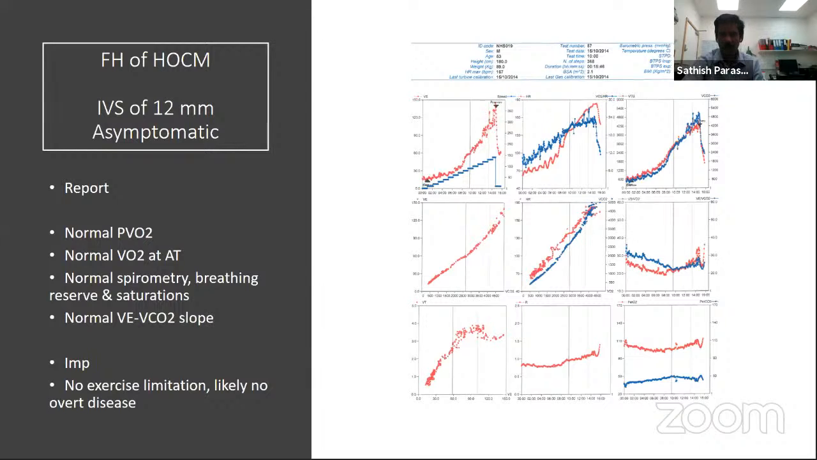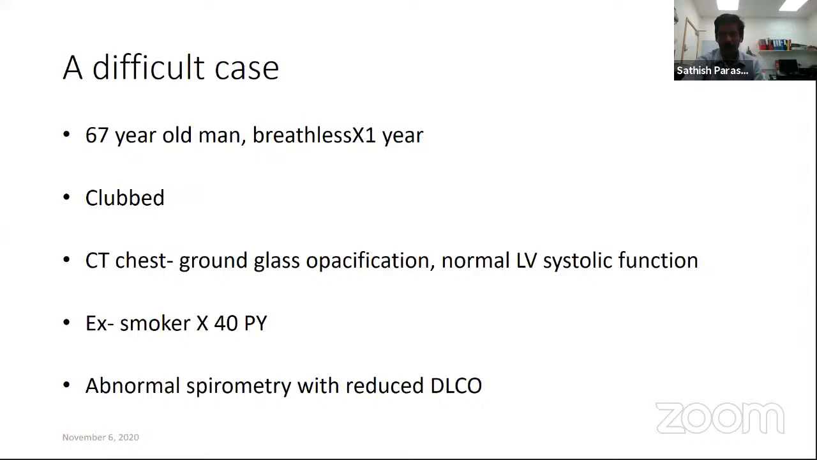So here, a difficult case, a 67-year-old man with a history of heart failure and a history of breathlessness. He's clubbed. He has ground glass opacification in the lungs. Normal LV systolic function.